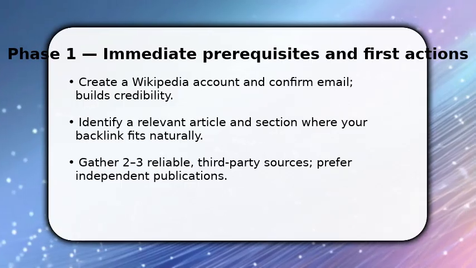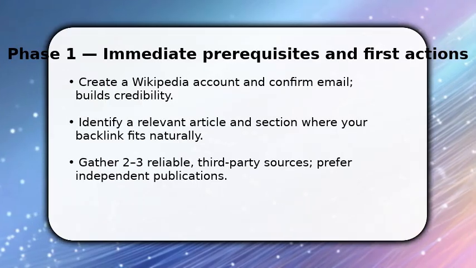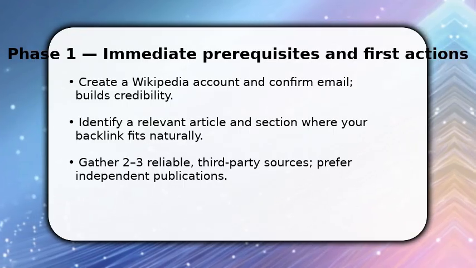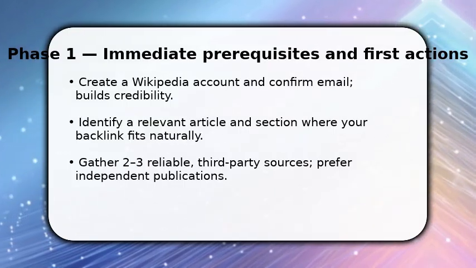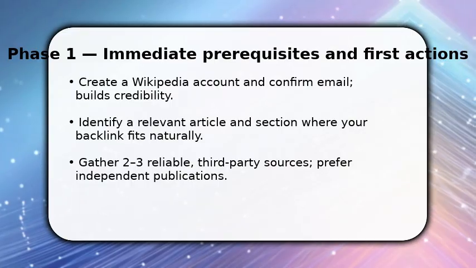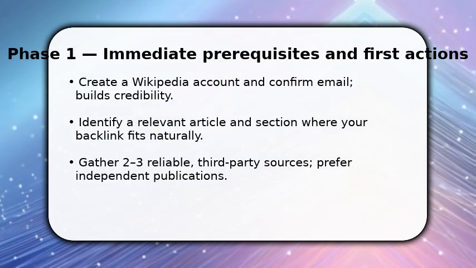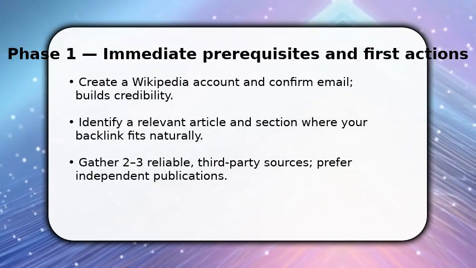You start by creating a registered Wikipedia account and confirming your email. This gives you edit weight and transparency. Once done, locate the existing article and the precise section where your link will add value. Make sure you already have 2-3 reliable, independent sources that directly support the statement you plan to add.